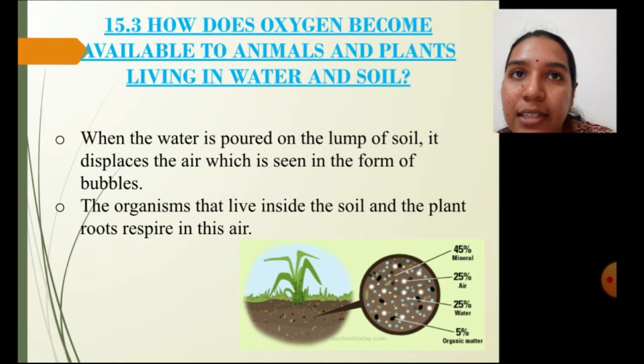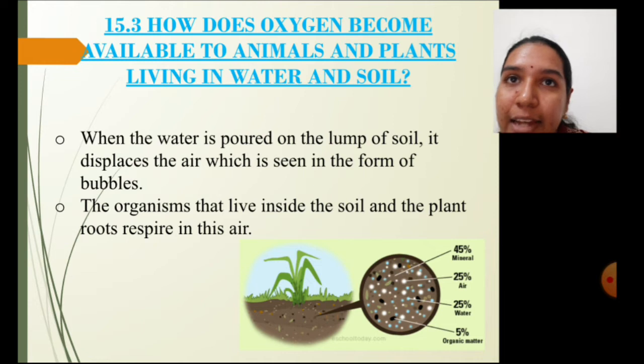And the air that comes out of the soil is actually respired by the organisms present in the soil and also by the plant roots. Here in the image you can see that of all the composition of soil, it is usually porous and 25% of it is occupied by air.